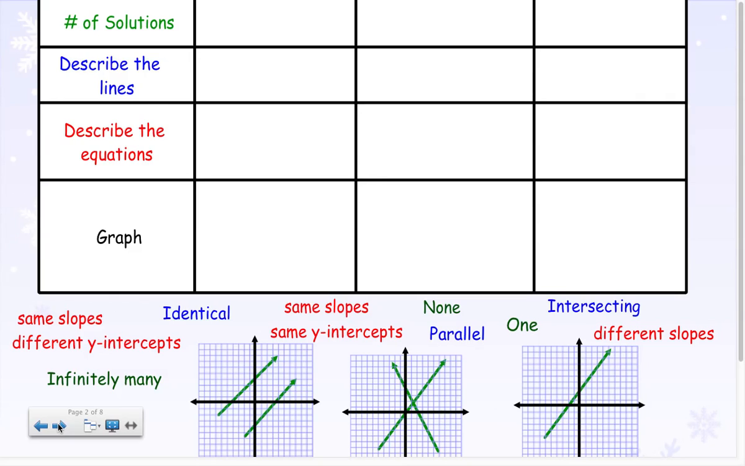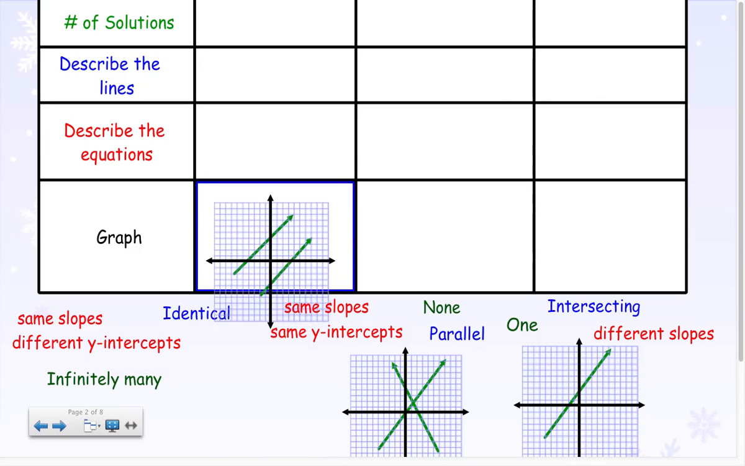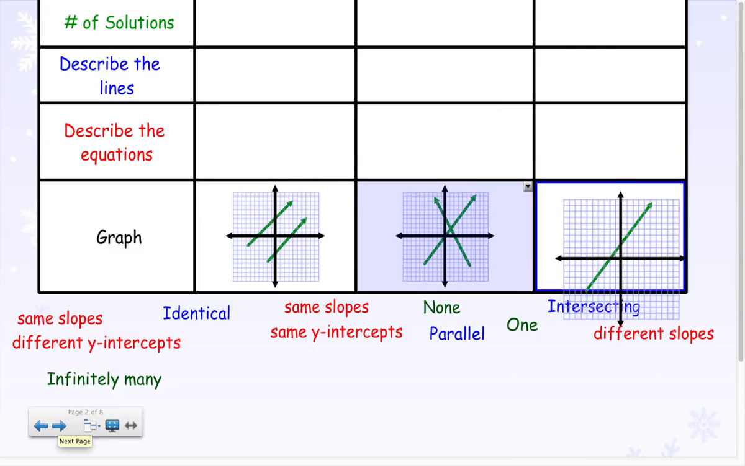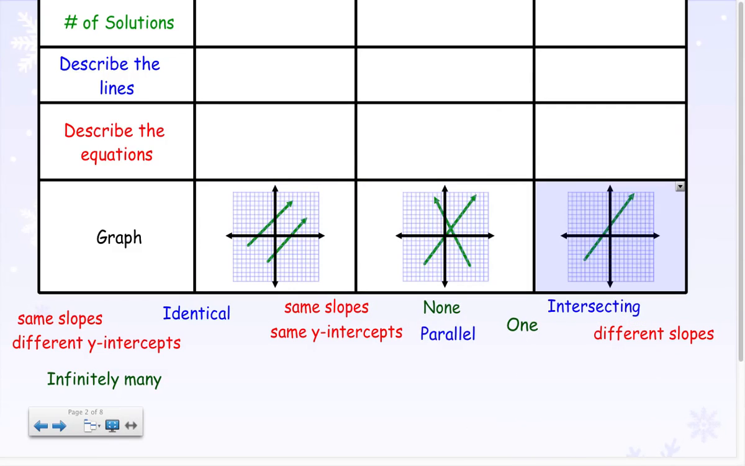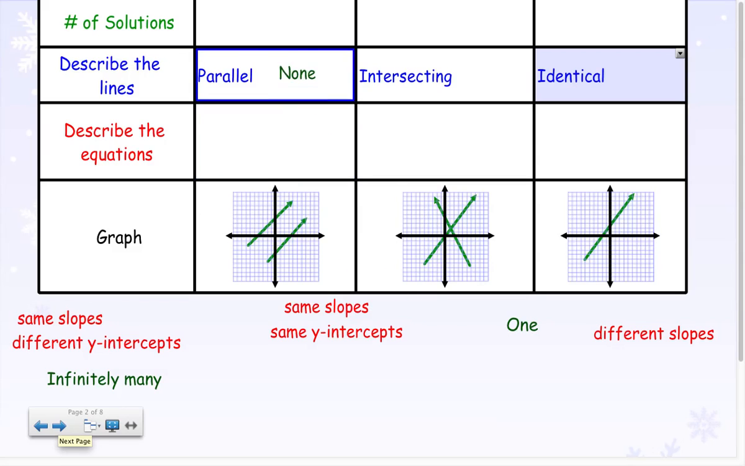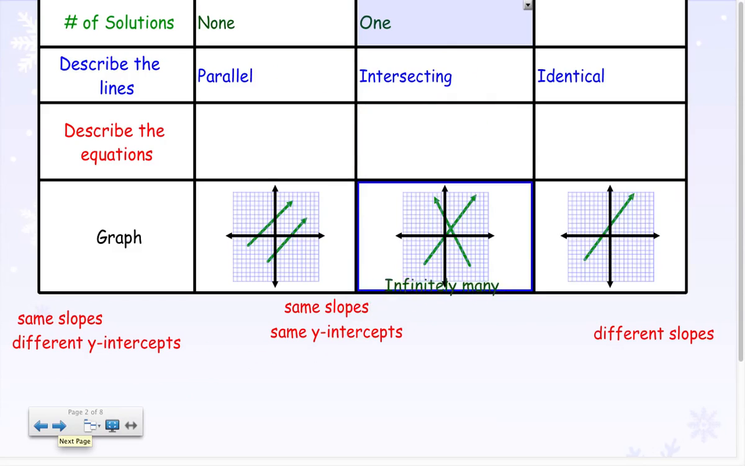First, we're going to review all of the different solutions for a system of equations. So the three graphing possibilities are parallel lines, intersecting lines, and identical lines. Parallel, intersecting, identical. Parallel lines have no solutions. Intersecting lines have one solution. And identical lines have infinitely many solutions.